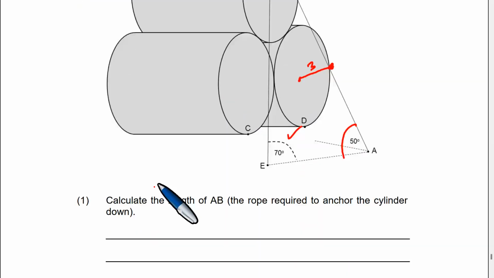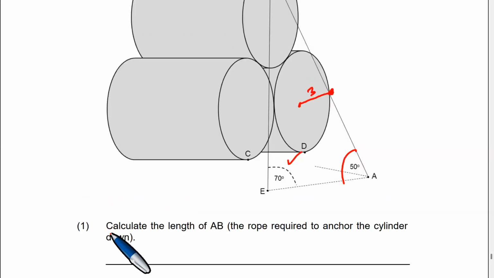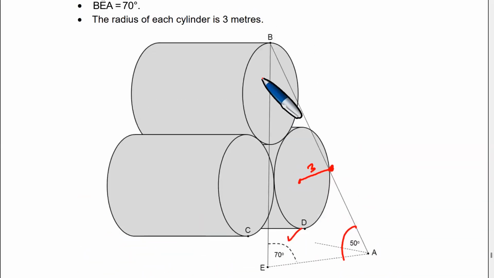Okay. Calculate the length of AB, the rope required to anchor the cylinder down. We want to find the length of AB. What is AB? I'm sure that you can do this one with ease. Very, very easy. We need AB. How do we find AB?